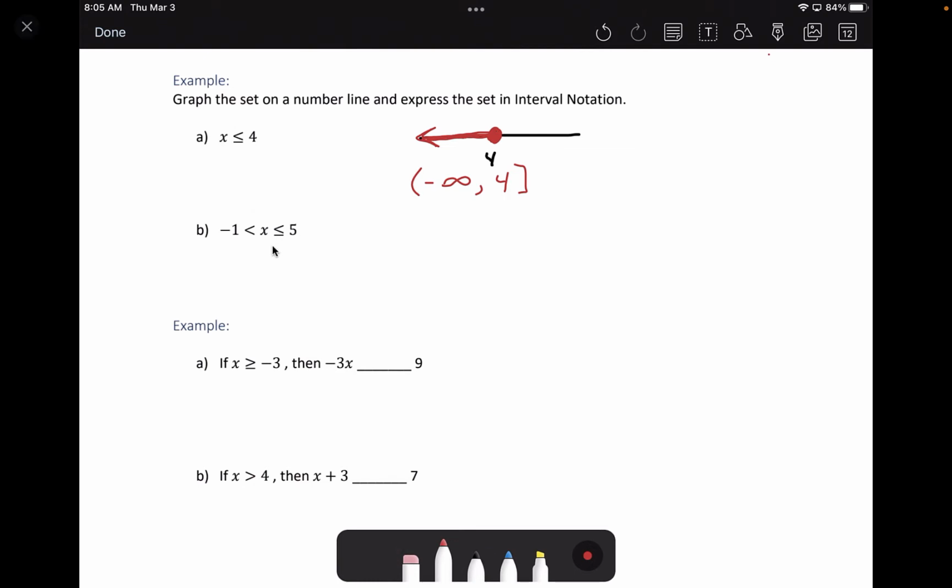In the next example, notice we have two distinct endpoints. So on our graph, we have -1 open, and then we're going up to 5, and we're including the 5. And if we wanted an interval, the interval would be from -1 open to 5 closed. -1 we leave open because we have a strict inequality. 5 we have equal to, so we bracket the 5.